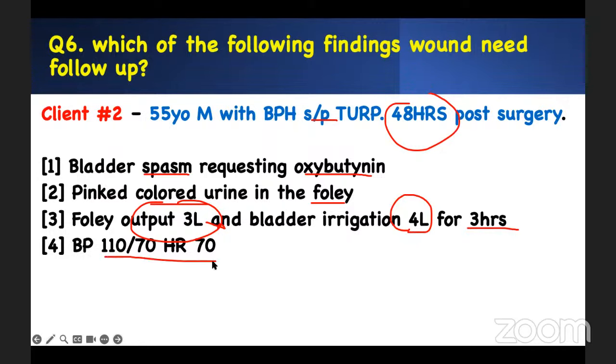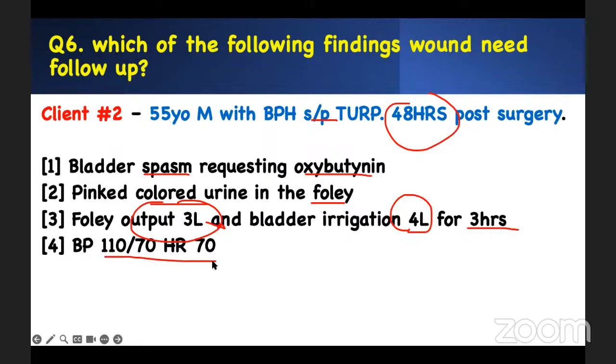Which one needs a follow-up? Test taking strategy. I know the patient will be bleeding, but do you think this patient is bleeding with these vitals? Blood pressure of 110/70, heart rate of 70 is even better than mine. Right now, I'm teaching you that if my blood pressure is high, my heart rate should be high. That patient is stable, is not in shock.